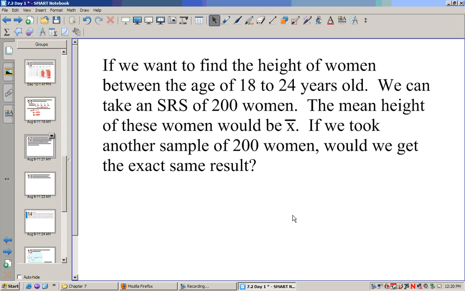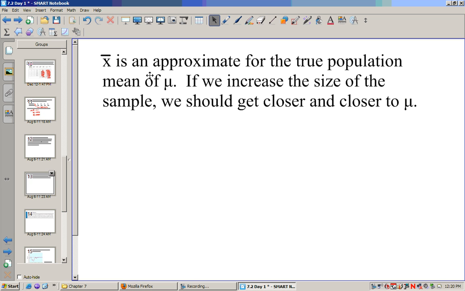Now if we want to find the height of women between 18 and 24 years old, we can take an SRS of 200 women, and the mean height of these women would be x bar. If we took another sample of 200 women, would we get the same result? We might get similar results, but probably not the same exact result. X bar is an approximation for the true population mean of mu. So mu is what it really is, and x bar is the thing that we can measure. If we increase the size of our sample from 200 to 400 to 1,000 to 10,000, we get closer and closer to our mu.